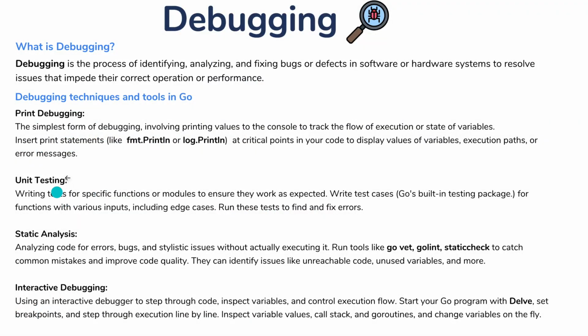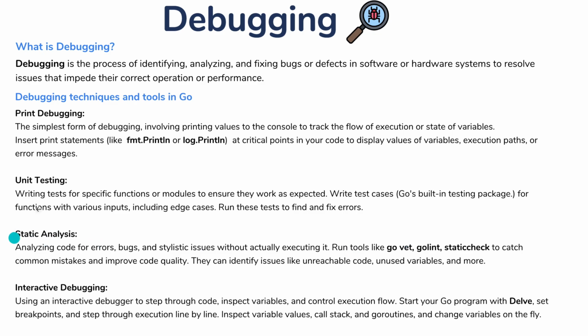Okay. Then unit testing. By now you know what exactly unit testing is and how to run it. So write unit tests for specific functions or modules to ensure they work as expected, and write test cases using Go's built-in testing package for functions with various inputs including edge cases, and run these tests to find any bug or problem or to fix errors.